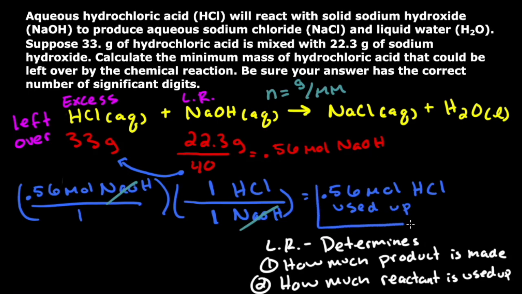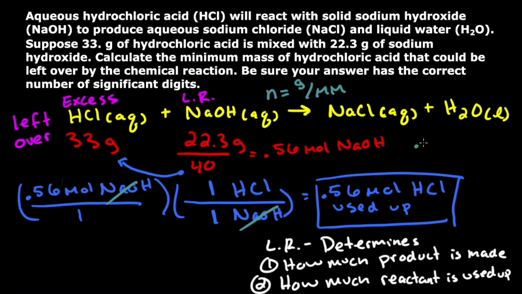And so if I have 33 grams of HCl, I'm going to use up 0.56 moles of HCl. I need to figure out how much will be left over. So there is a unit conversion we have to do, and that's why I put a G here in the very beginning, because I need to know this number right here is grams and not moles, and this right here is in moles. So what I'm going to do now is take this 0.56 and convert to grams.